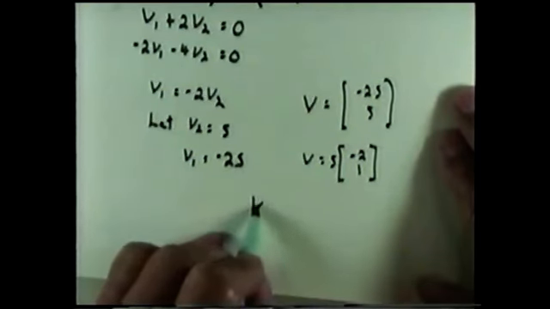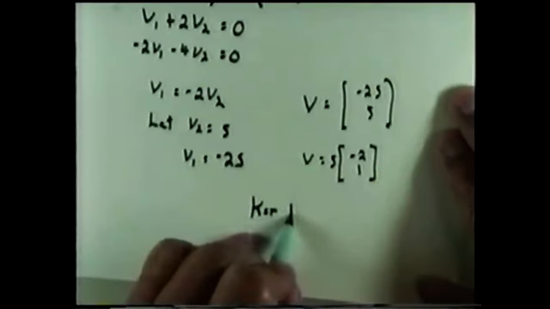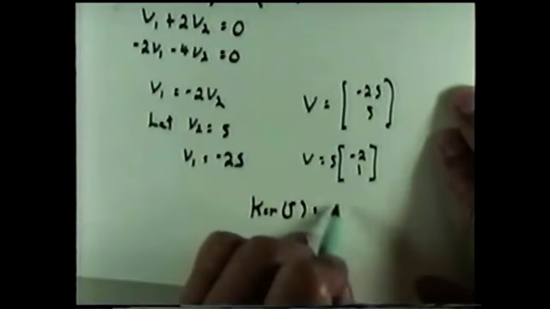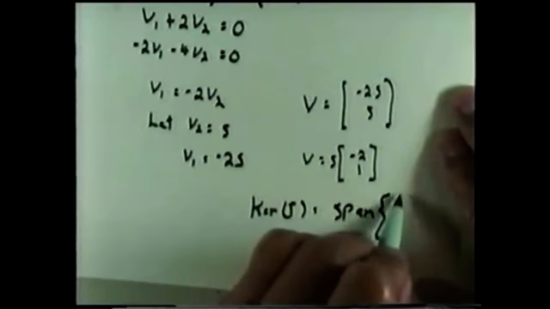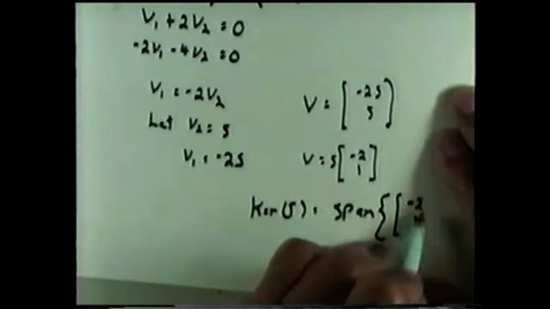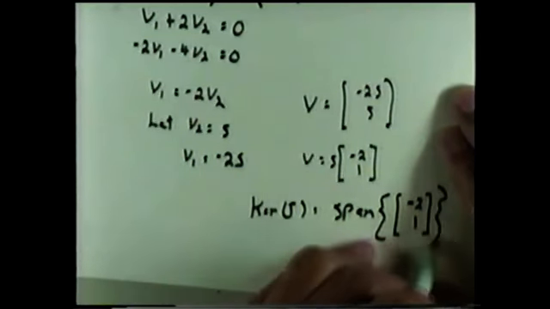So we can say the kernel of the transformation is equal to the span of the set consisting of the vector, or the basis, [-2, 1]. So this shows us that [-2, 1] is a basis for the kernel. So the kernel of T would be the span of [-2, 1].